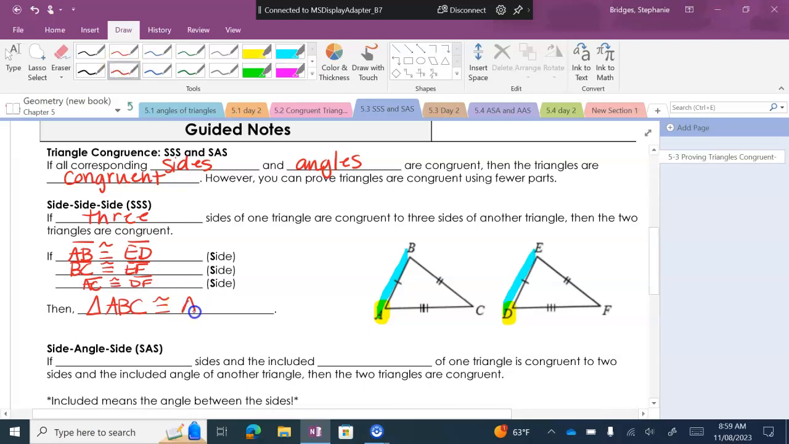But what you guys said was correct, that ABC is going to be congruent to triangle DEF. That means angle A is congruent to angle D, angle B is congruent to angle E, and angle C is congruent to angle F. Everybody okay with that? So if I can prove that three sides of one triangle are congruent to three sides of another triangle, then I can say that those two triangles are congruent by side, side, side.